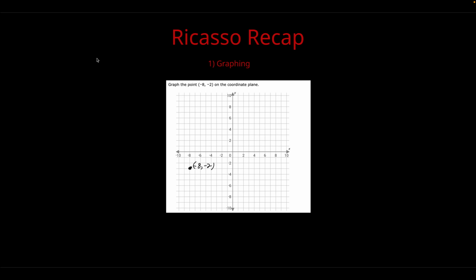All right, for your recap, you should already know how to graph points on the coordinate plane. You should know what the x-axis is, what the y-axis is. If you'd like a refresher on this, I'll link a video in the description. Please go watch that before you start this lesson. All right, new lesson starts now.